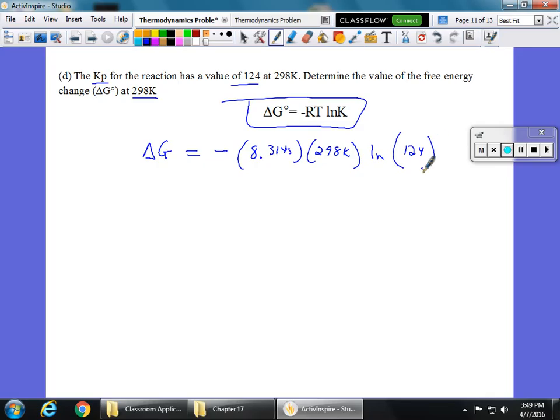We have a K value larger than 1, so you're going to wind up with a negative value for delta G. That gives you negative 1194 joules. Remember, this is in joules. It doesn't ask you for kilojoules, but you could write it that way too, 1.194 kilojoules. I'd say that might be 1 point, maybe 2 points if they're making sure that you have the correct sign on it. That might be important as well.